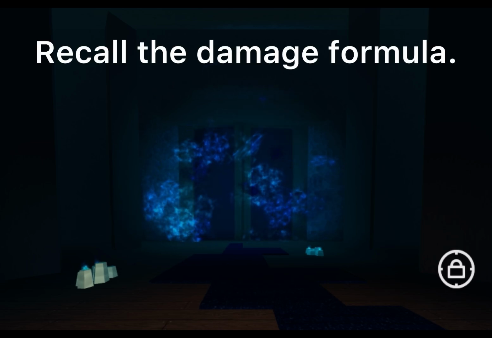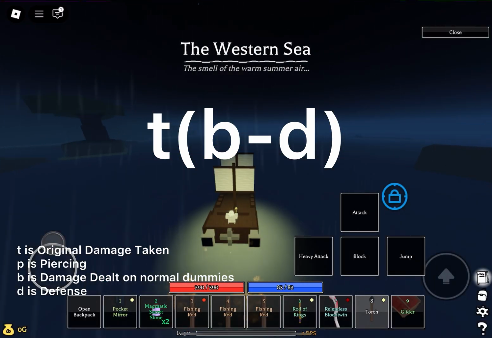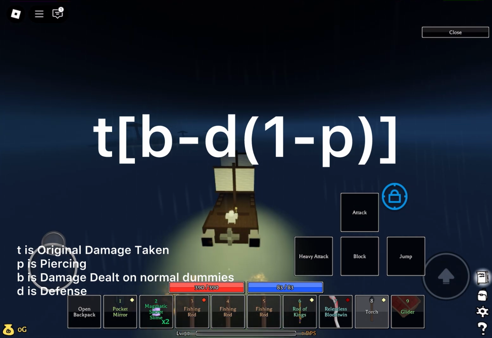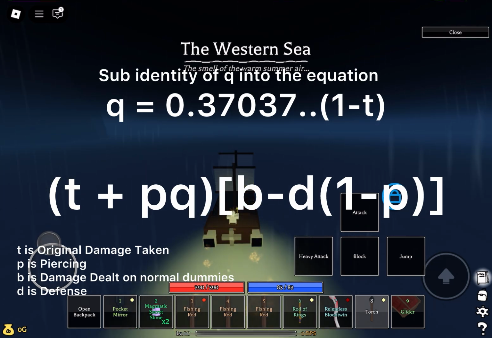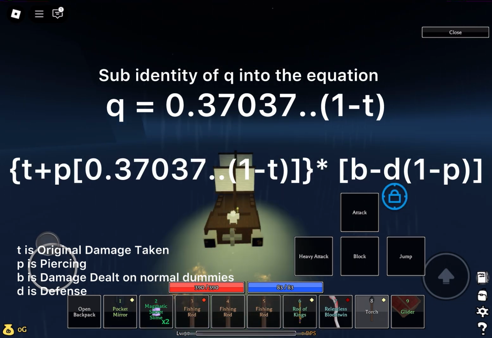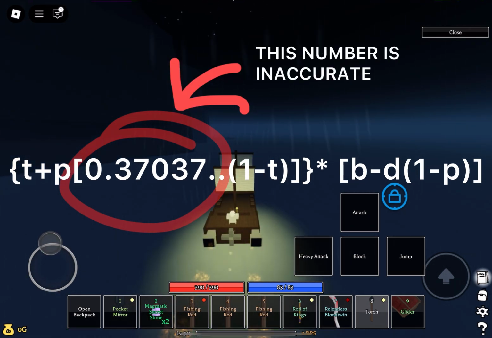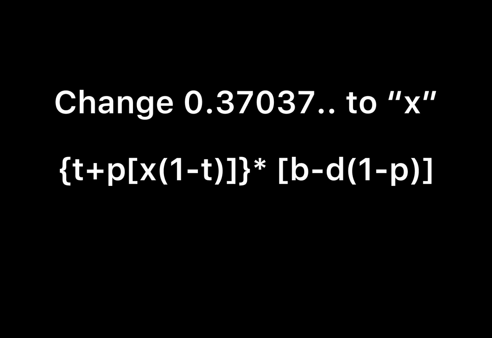Recall the damage formula. T times b minus d. D can be rewritten as d times 1 minus p, and t can be rewritten as t plus p times q. Therefore, this should be our damage formula. But due to errors in measurement of data, the calculated number will not line up with our actual output. So let's set it as an unknown and solve for it.